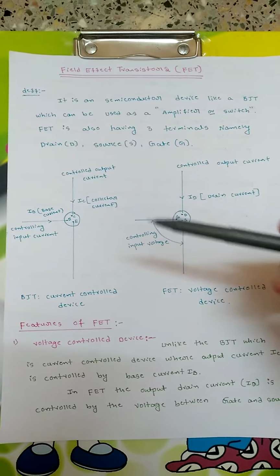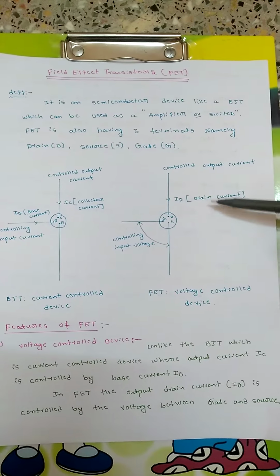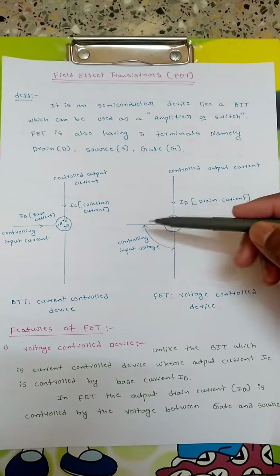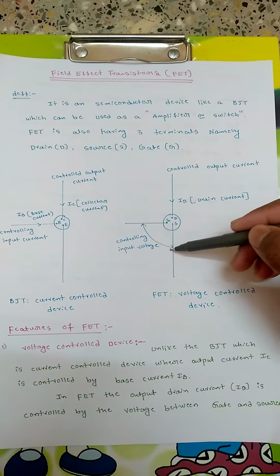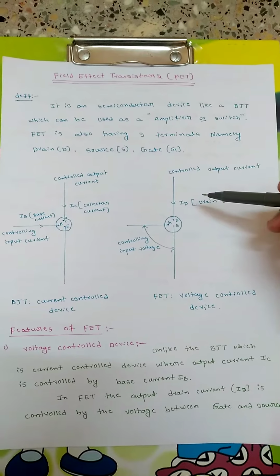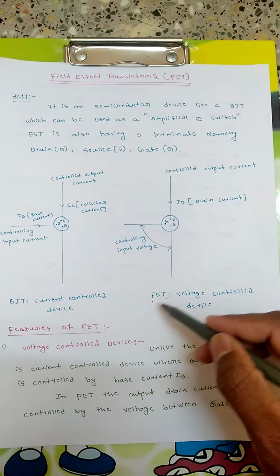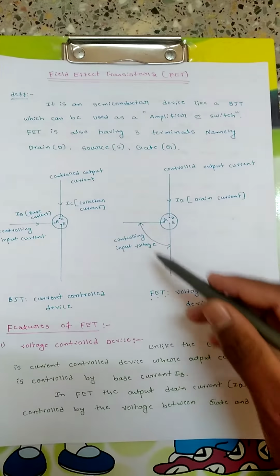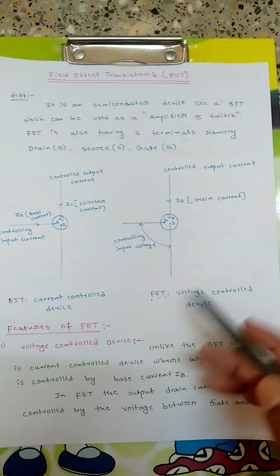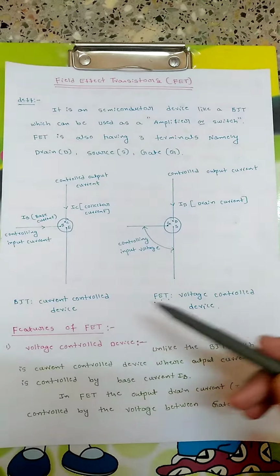So in case of BJT the output current is controlled by the base current, so that's why it is called a current control device. But in case of FET, the output current, that is the drain current, is controlled by the voltage applied between the gate and source terminals. This voltage between gate and source is the controlling input voltage, and it will control the drain current. That's why the name field effect transistor. A field effect means a field is created due to the applied voltage, and in turn that field will control the drain current. So it is basically a voltage control device. This is the main difference between BJT and FET.